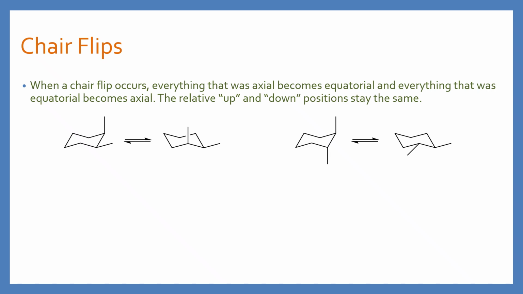Okay, this image shows how these chair flips work. And again, if you want to see this in 3D, I also demonstrate this in my video. But when a chair flip occurs, everything that was axial becomes equatorial, and everything that was equatorial becomes axial. But the relative ups and downs stay the same.